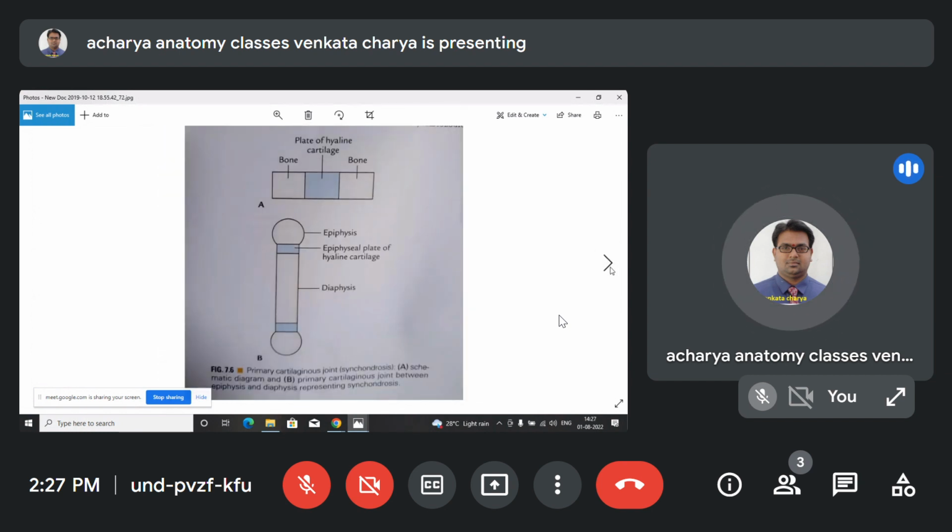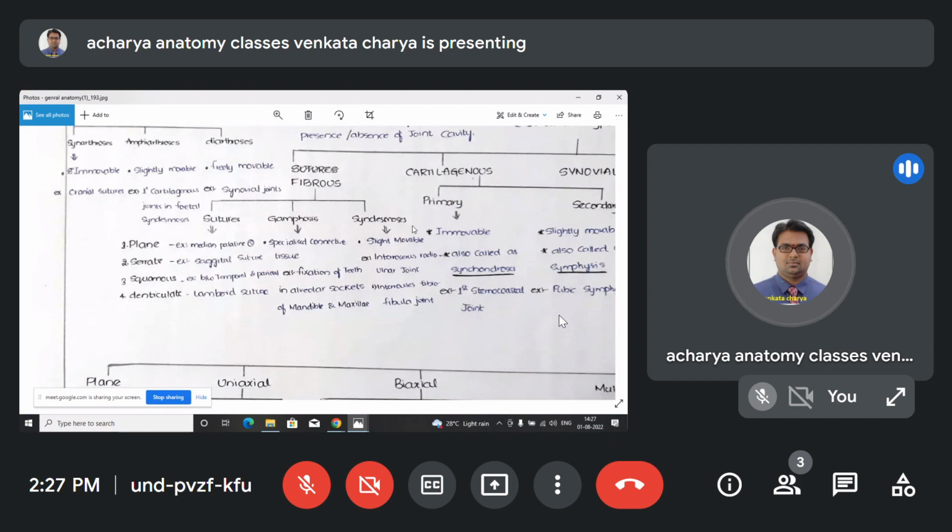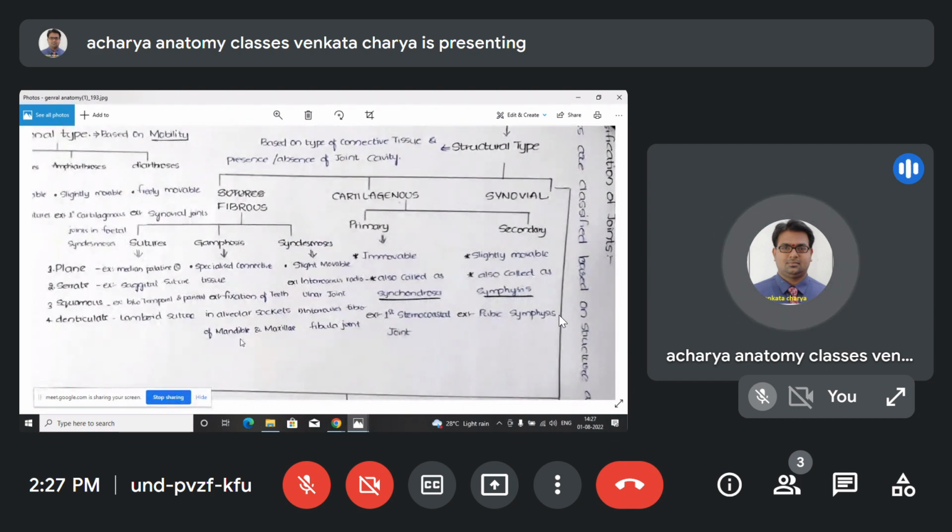Next, come to the cartilaginous type. Cartilaginous type is again classified into two types. See here, the fibrous type is completed, right? Then come to the cartilaginous. It divides into two types. Number one is primary cartilaginous type. And number two, secondary cartilaginous type.